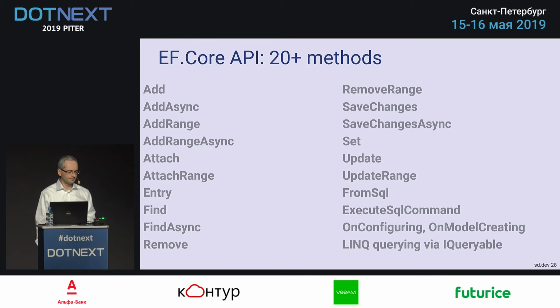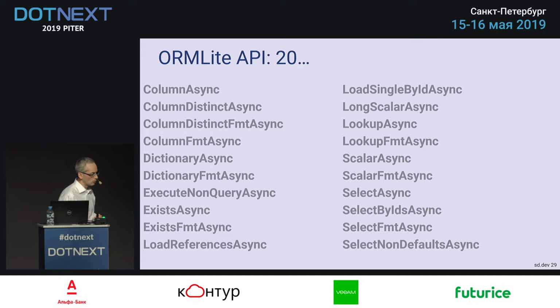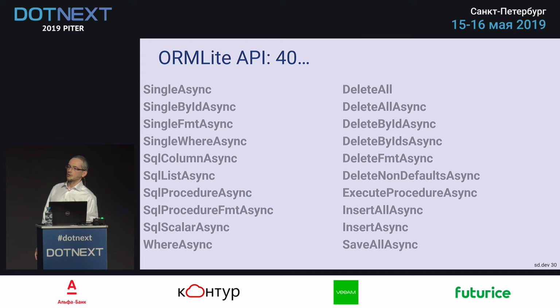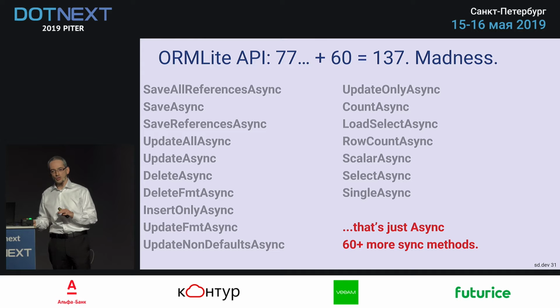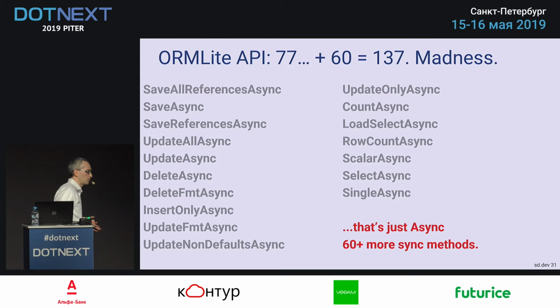If you look at something like ORM Lite, which by the way is a commercial micro-ORM, and you start counting, you'll count 20, and then you keep counting, and then you count 40, and you continue counting, and then you count 77, and then you realize that what you've just counted is just the async versions. And then there are over 60 additional sync versions. So if you add it all together, you'd be looking at over 137 different API methods. That's insanity. That's madness, I think.